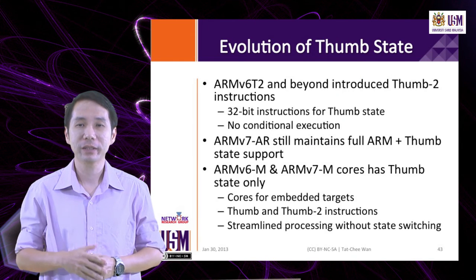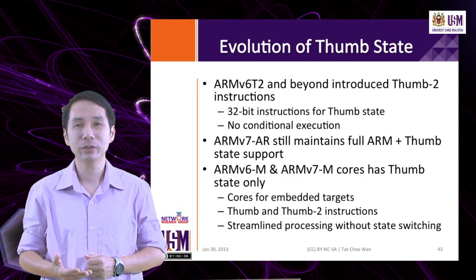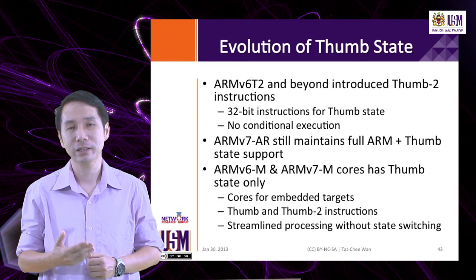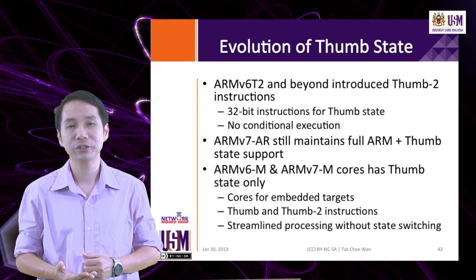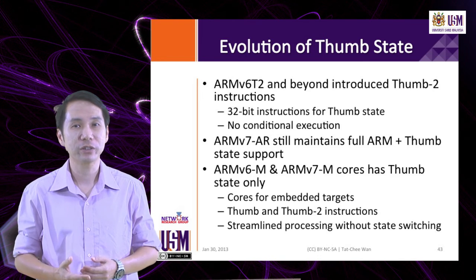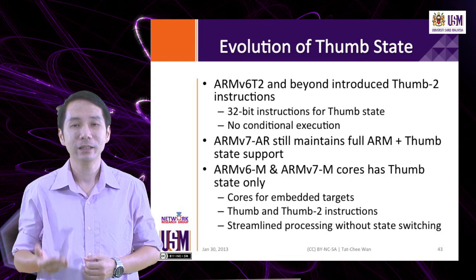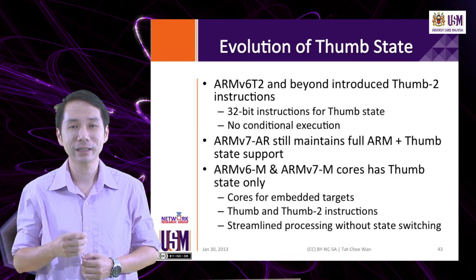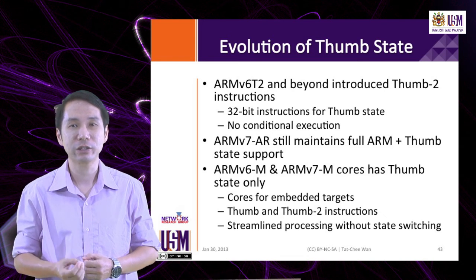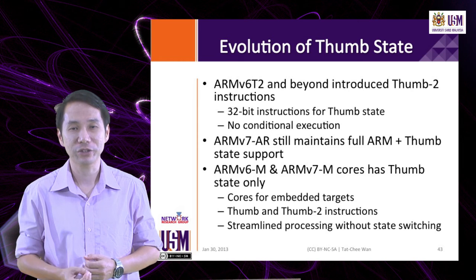What's the future for thumb state? Here we look into how thumb state has evolved over time. The ARM version 6 architecture with ARM version 6T2 and beyond introduced the thumb 2 instructions. These are actually 32-bit instructions for thumb state, and the difference between these thumb 2 instructions and the ARM instructions is that there is no conditional execution in thumb 2 instructions.